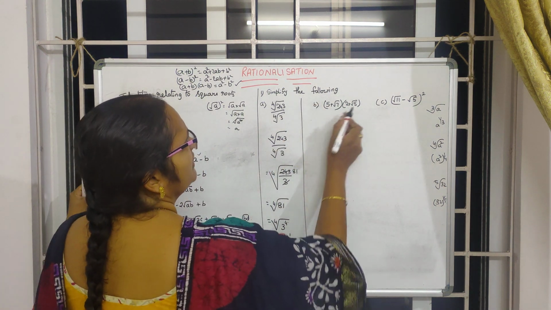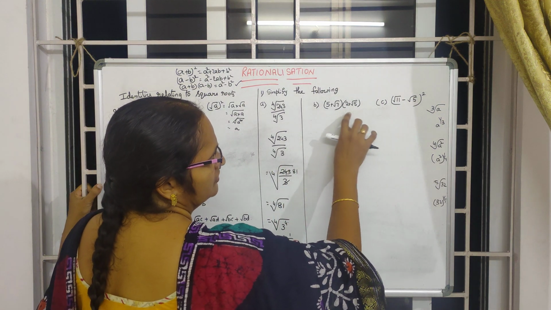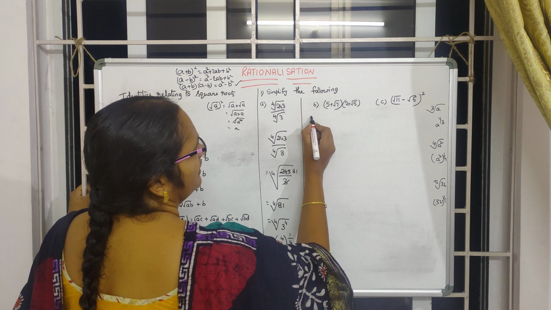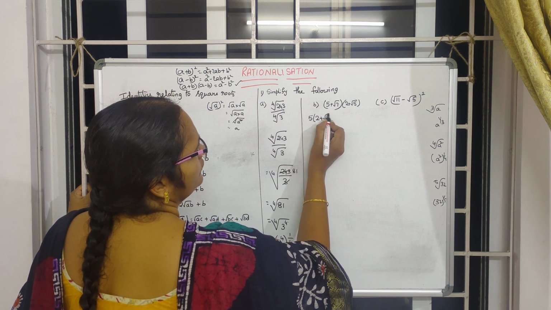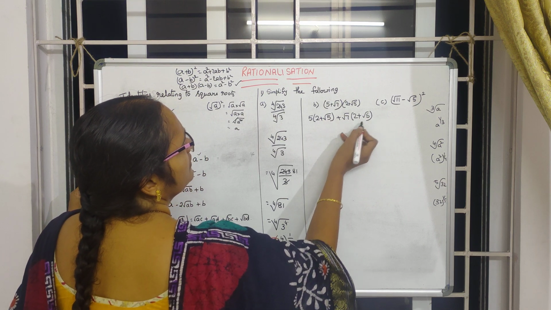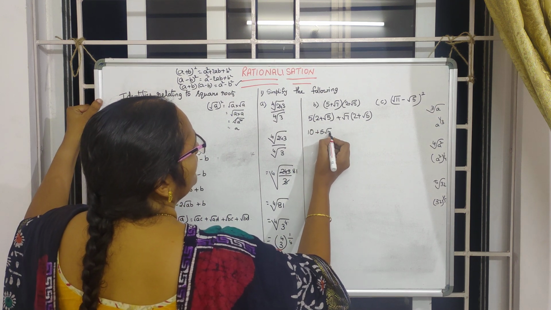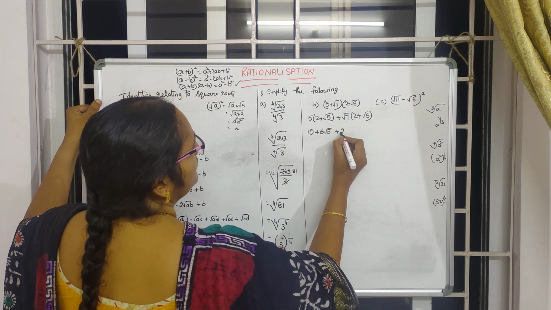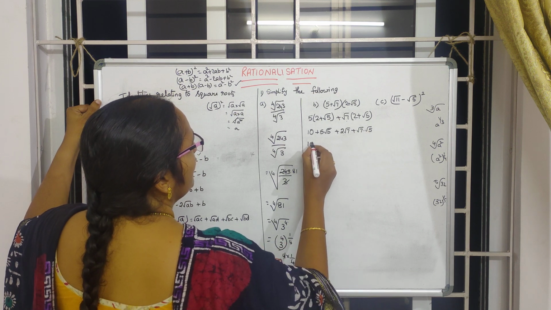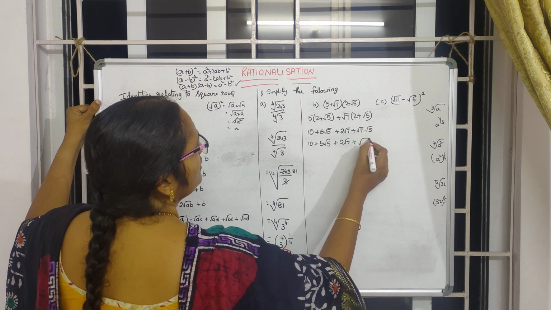Now for this question, 5 plus root 7 times 2 plus root 5, we can't apply any identity here. So I am going to multiply it in the proper manner. This can be written as 5 times 2 plus root 5, plus root 7 times 2 plus root 5. Now 5 2s are 10, plus 5 times root 5 is 5 root 5, plus 2 times root 7 is 2 root 7, plus root 7 times root 5. So here 10 plus 5 root 5 plus 2 root 7 plus root 35.